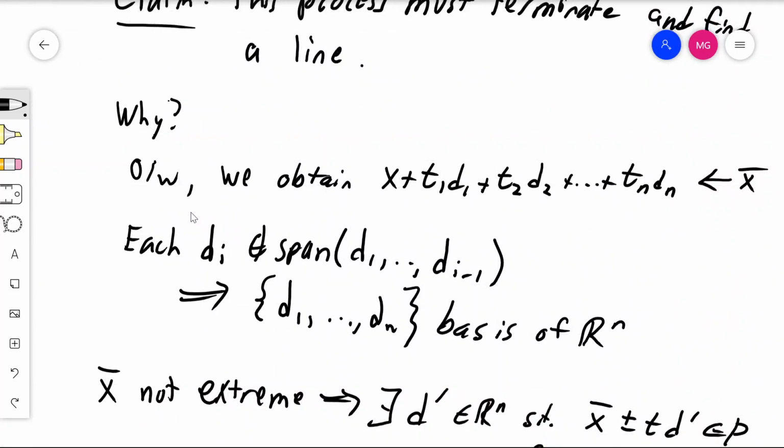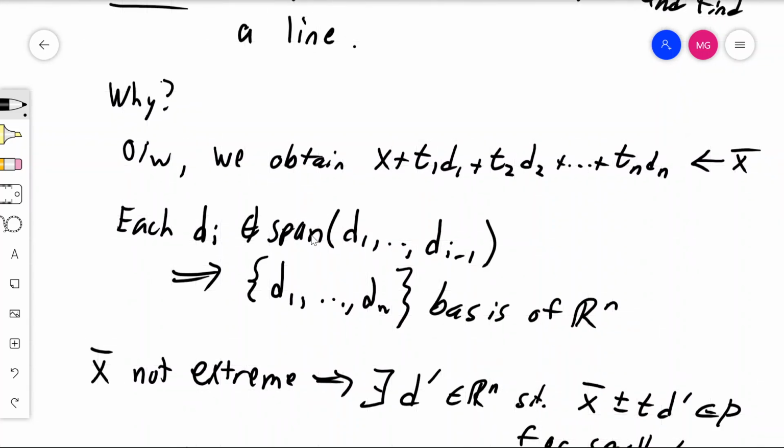And we know that each di is not in the span of the preceding d1 to d(i-1). We've kind of explained that already, because otherwise we would be using those directions and then crossing over a boundary. So we can't be using those directions, because otherwise we would cross over a boundary. So these all have to be new directions that we're going in. So none of the directions are in the span of the preceding ones.